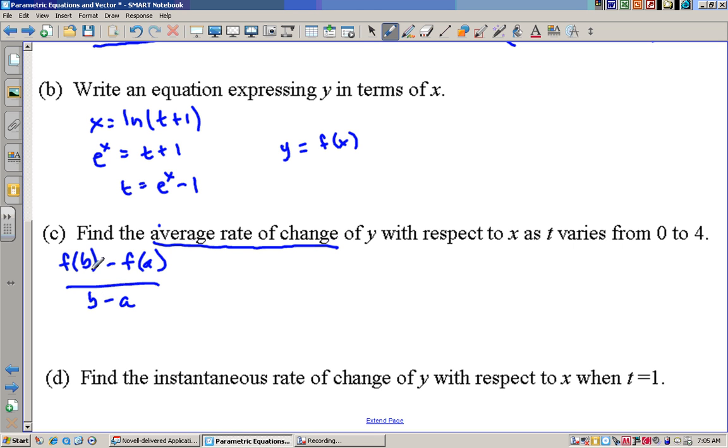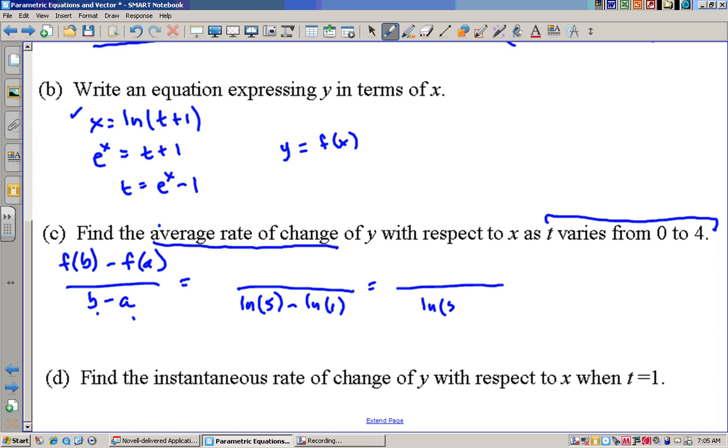Notice here that I need change in y over a change in x. For the change in x, I need a b value and an a value for x. And it told me t varies from 0 to 4. So again, I think we've done this for a few problems already. I need x, they've given me t. Do I have a function that gives me a connection between t and x? I do. It's this one right here. So I need to figure it out from natural log of 5, plugging in 4, minus the natural log of 1, which all of you know is 0. So in other words, my change in x is going to be natural log of 5.